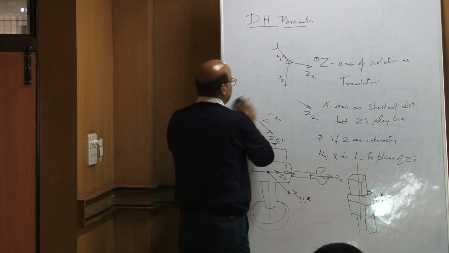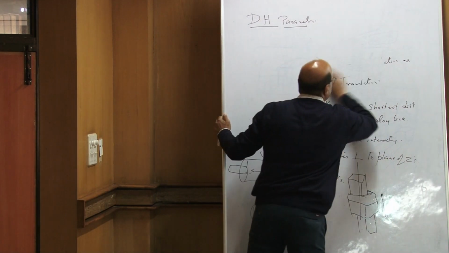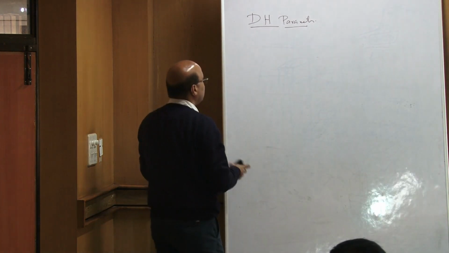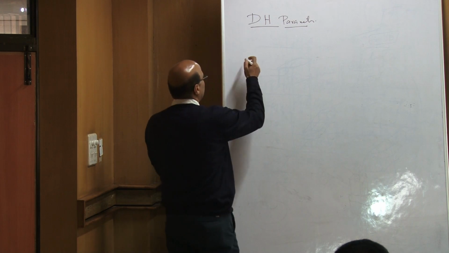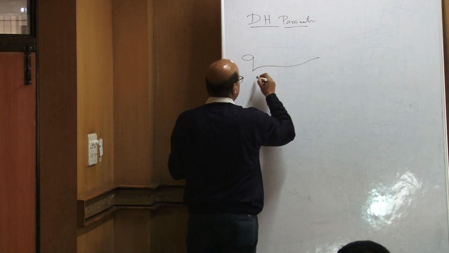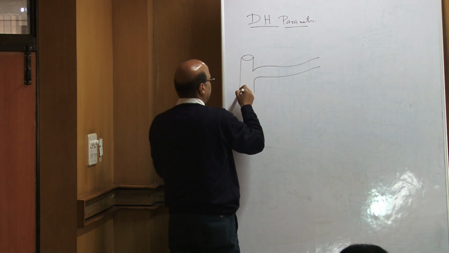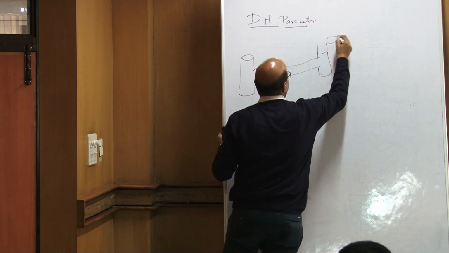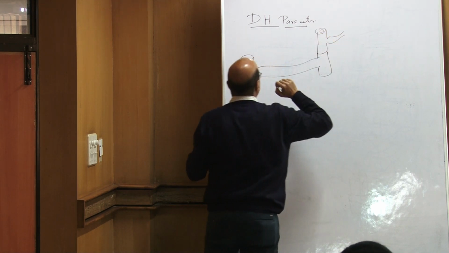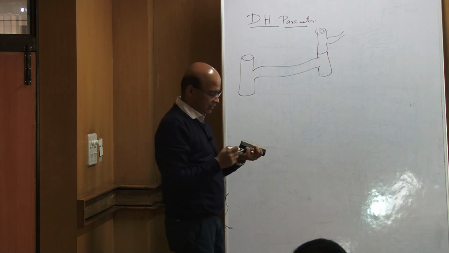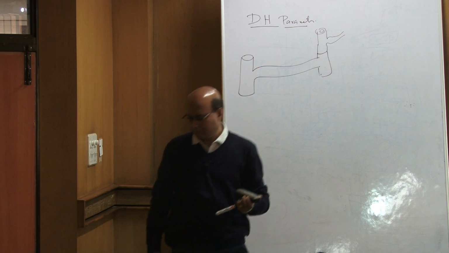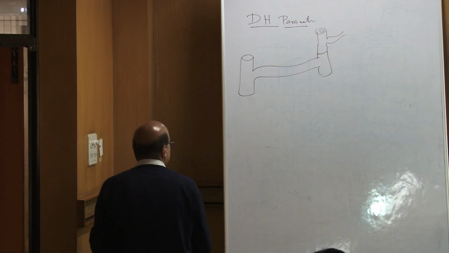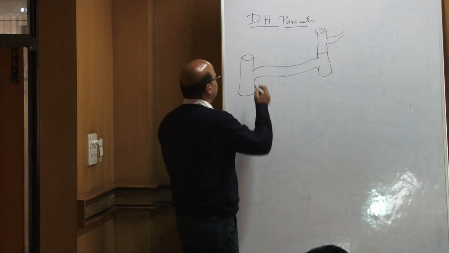Now, how do we do that? So we see a more generalized case. What is the relation between one frame and another frame? Let me draw a more generalized kind of figure. The previous one was a very nice, planar looking kind of manipulator. This is, let's say, a manipulator in 3D. It can have any structure, any shape.